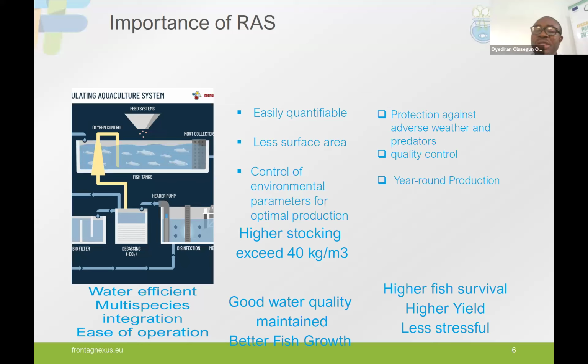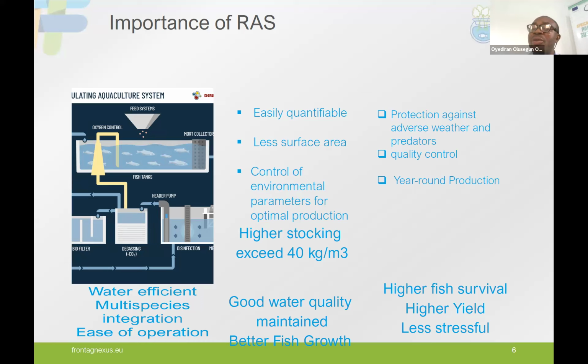It accommodates multi-species integration with different systems. For instance, we are now integrating it with plant production in aquaponics, so it has opportunity for integration. It has ease of operation; the farmer is not running here and there. The system is more stable, and just like Michael had been talking about, you have a system with a number of precautions that can keep the fish in optimal condition in production. It's easily quantifiable and predictable, because it is not based on nature, but you can actually modify the system.